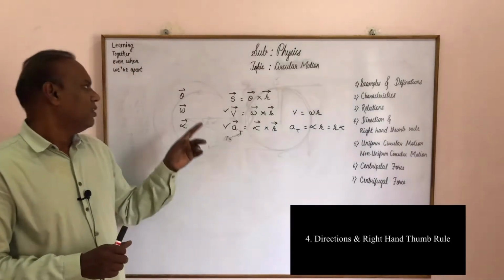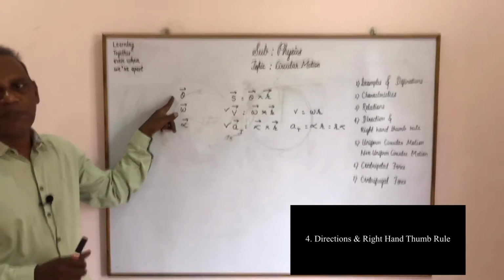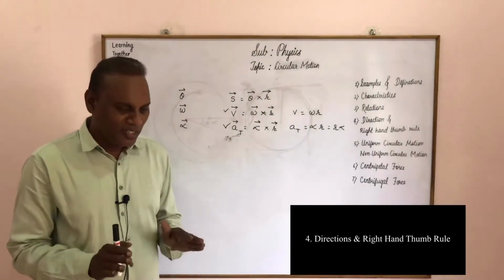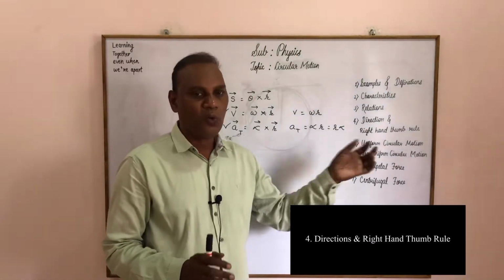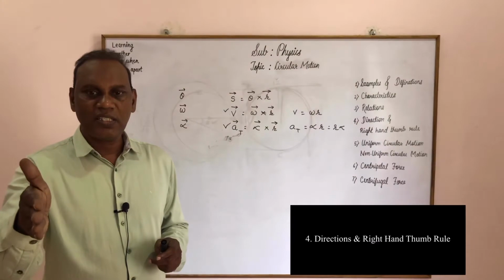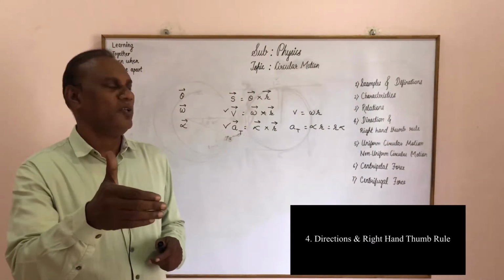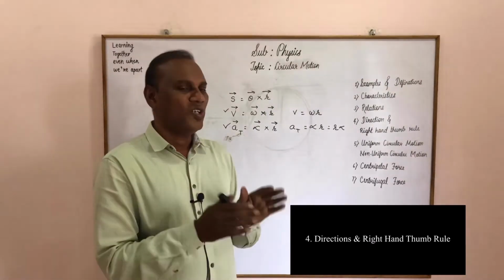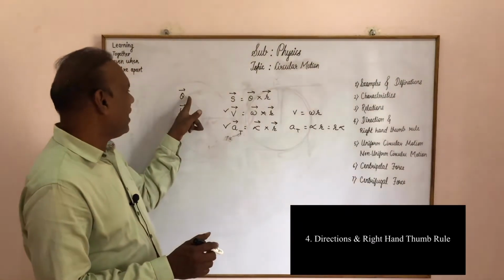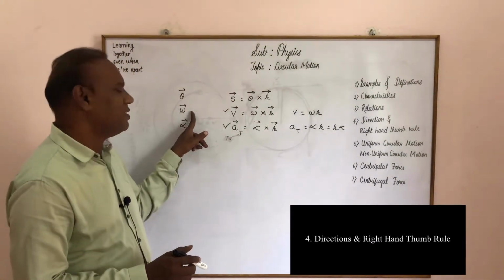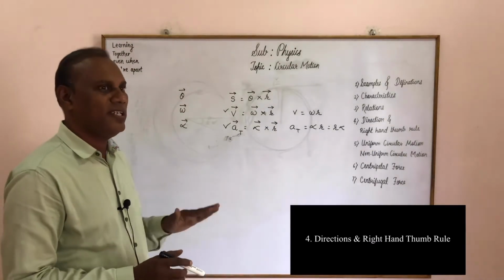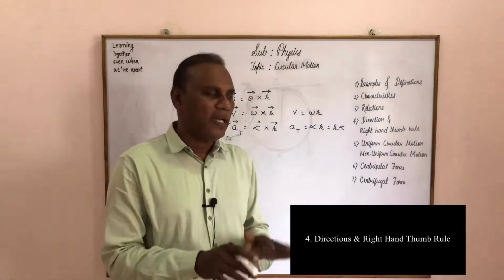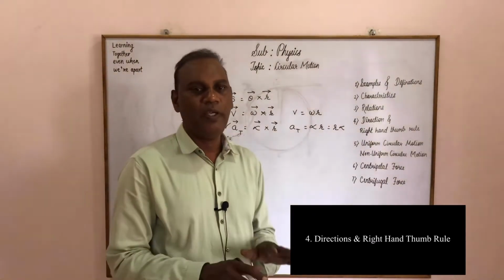Again I repeat, the direction of angular displacement, angular velocity and angular acceleration is determined by the right hand rule. Curl the fingers of the right hand in the sense of rotation and outstretch the thumb. The outstretched thumb gives the direction, which is along the axis of rotation, that is, perpendicular to the plane of a circle.